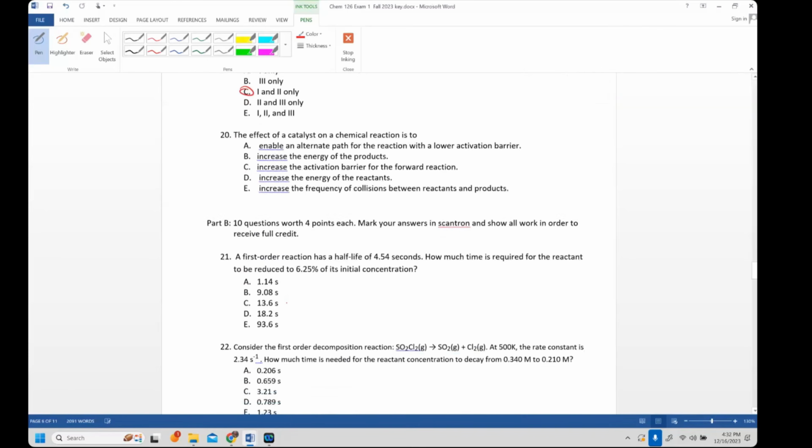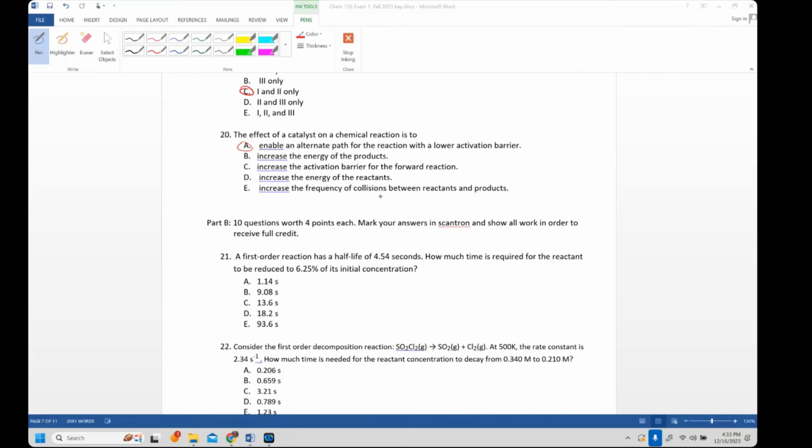All right, moving on. Number 20, the effect of a catalyst. We're decreasing activation energy, so enabling an alternative path for the reaction with a lower activation barrier. Yep, that's it. This was kind of difficult. Some of you were confused between A and E. So, increase the frequency of collisions between the reactants and products. This is not necessarily true. Temperature does this. It will make the molecules move faster to hit each other more frequently.